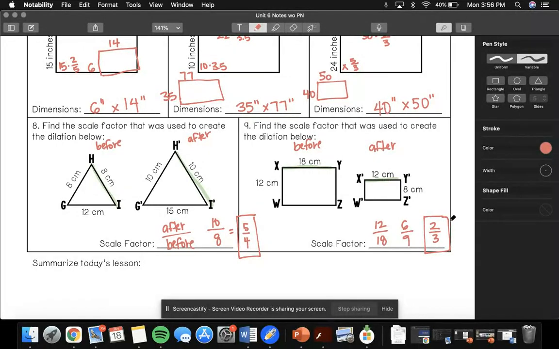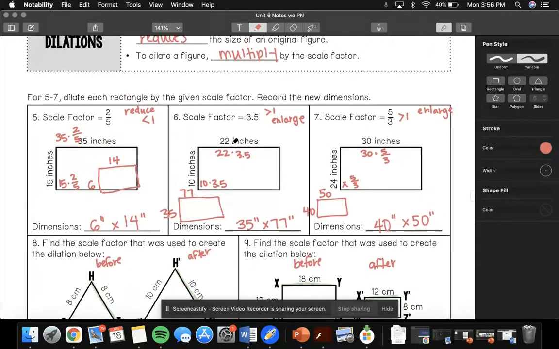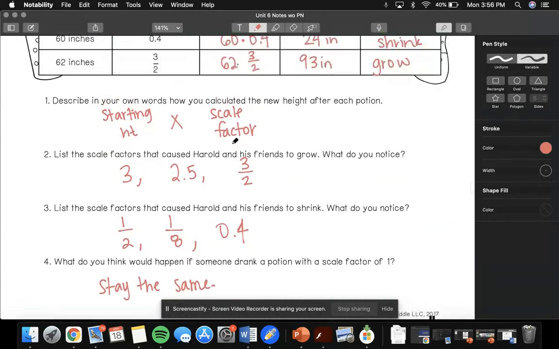Okay. For today, there is, I think, 6 problems on Delta Math, just practicing scale factors and understanding the basic concept.